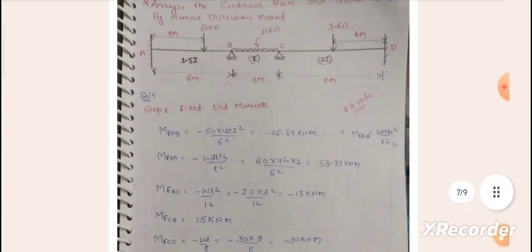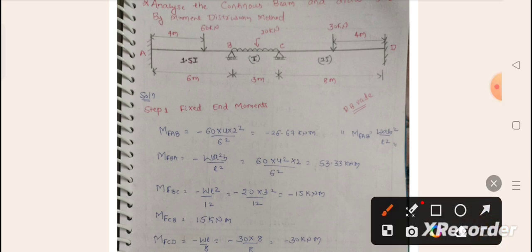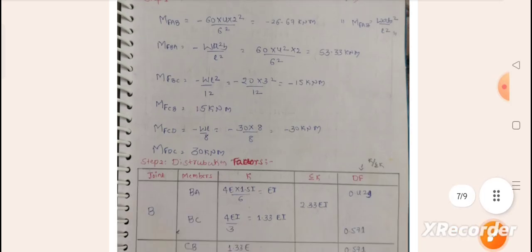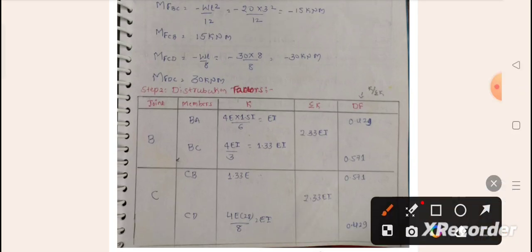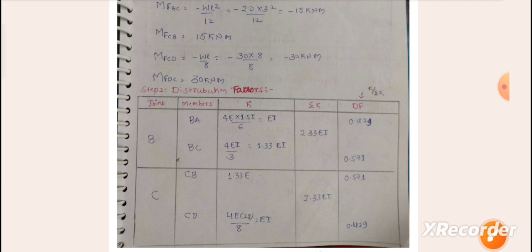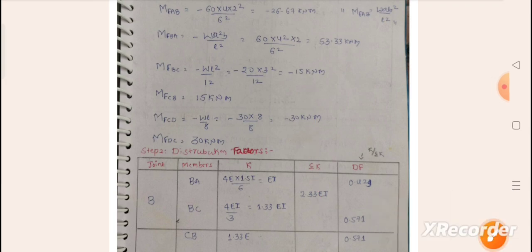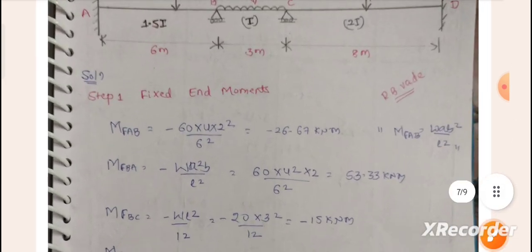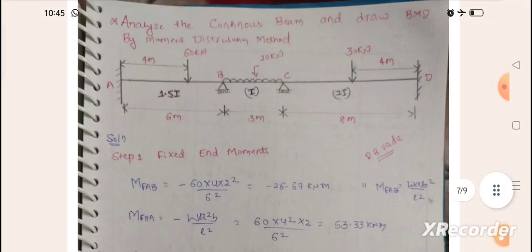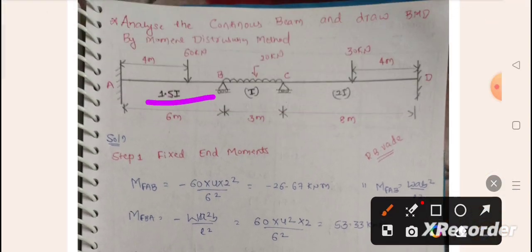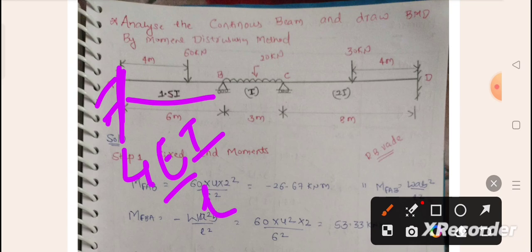So for this case, if you calculate the distribution table, I think just now what I did here, the distribution table has been prepared. The first part is okay for everyone: the joints are B and C, from B, BA and BC, and for C, CB and CD. So if you go for this one, the stiffness factor K for BA: is the far end fixed or what? This is fixed. Fixed means you are supposed to take 4EI by L. Same thing for BC, from joint B. What about C?